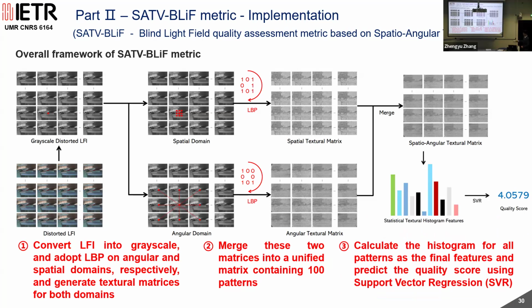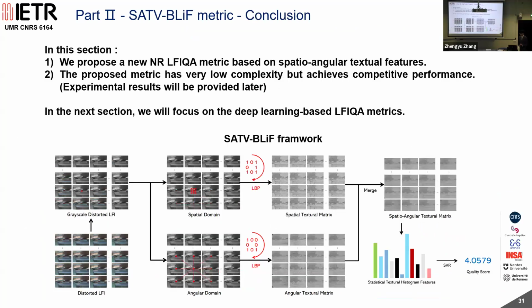Well, that's all about the first metric. In this section, we proposed a new no-reference metric based on spatial-angular textural features. This metric has very low complexity, but achieves competitive performance in quality evaluation. We will provide the experimental results later. And in the next section, we will focus on the deep learning-based light field image quality assessment metric.